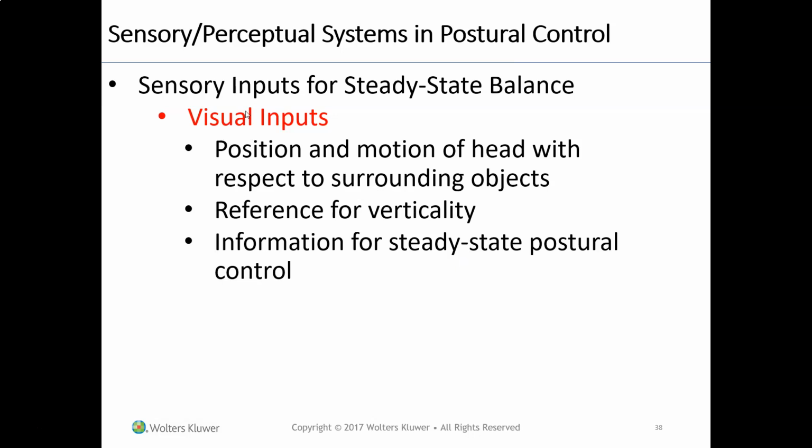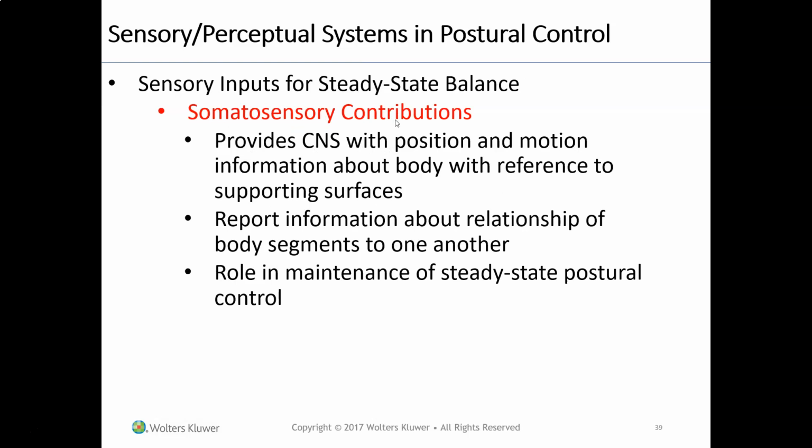Now, we have sensory inputs for steady state balance. We have vision. That's very important. Position and motion of the head with respect to surrounding objects. You need a reference for vision for verticality, information for steady state posture. We need somatosensory contributions. So what you feel on the bottom of your feet provides the central nervous system with position and motion information about the body with reference to supporting surfaces. It reports information about the relationship of body segments to one another, and has a role in maintenance of steady state posture.